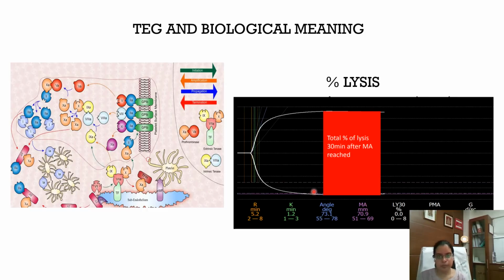Now our clot has been formed. Now after 30 minutes we will see the percentage of lysis. The fibrinolytic system like tissue plasminogen activator will get activated, and it will cause clot resolution. That is the percentage lysis 30.